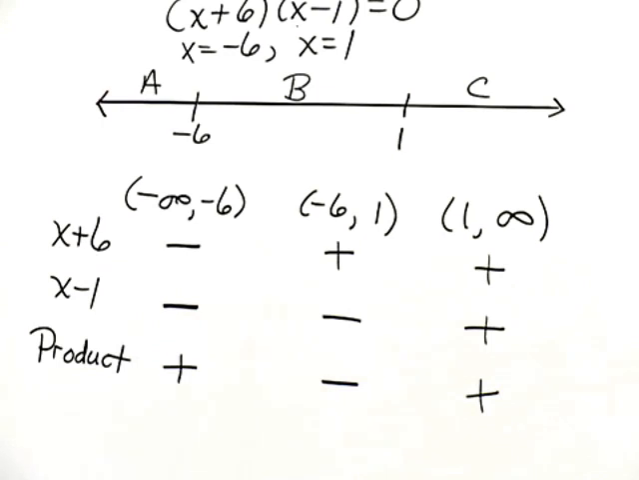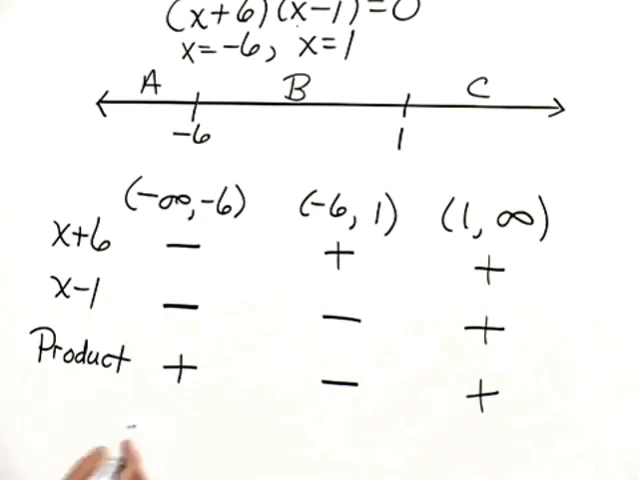That tells us that x squared plus 5x minus 6 is positive for intervals A and C, negative for interval B. We want to know where it's negative. That would give us the answer where it's less than 0. So this interval will be our answer.